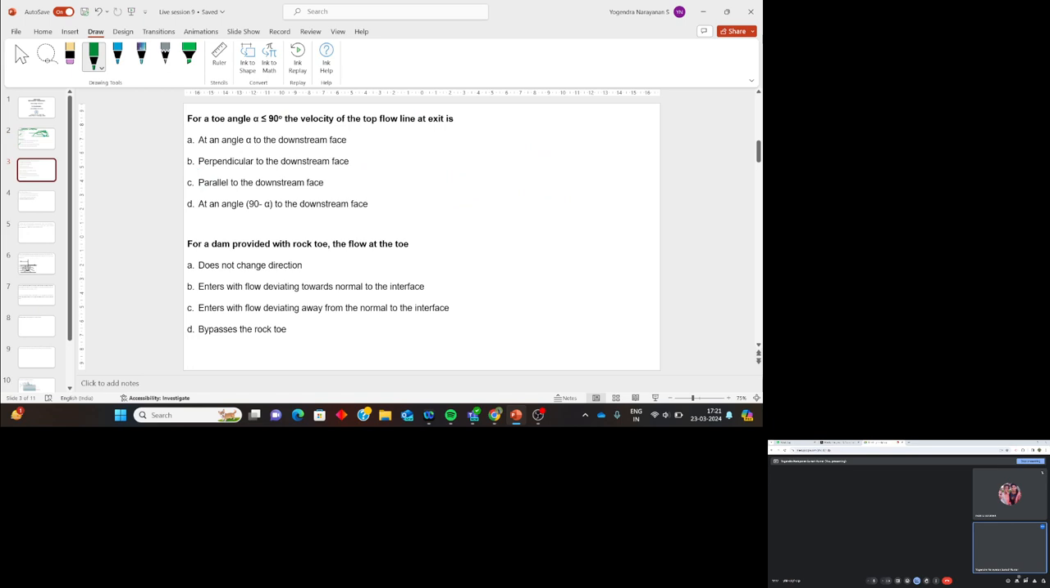Now let us move to the next question. For a toe angle alpha less than or equal to 90 degrees, the velocity of the top flow line at exit is: at an angle alpha to the downstream face, perpendicular to the downstream face, parallel to the downstream face, or at an angle 90 minus alpha to the downstream face. At an angle alpha to the downstream face, I think.